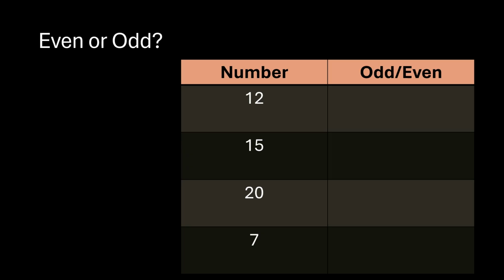Look at the numbers on your screen now and identify whether they are odd or even. We're going to consider the last digit of each number to help us identify whether the number is odd or even. So for the number 12, the last digit is 2. Therefore 12 is even. For 15, the last digit is 5. Therefore 15 is odd. For 20, the last digit is 0. Therefore 20 is even. And for 7, there's only one digit here. The last digit, of course, is 7. Therefore 7 is odd.